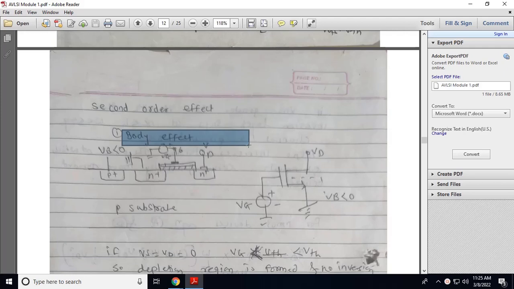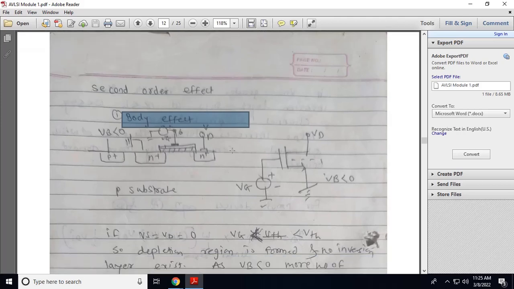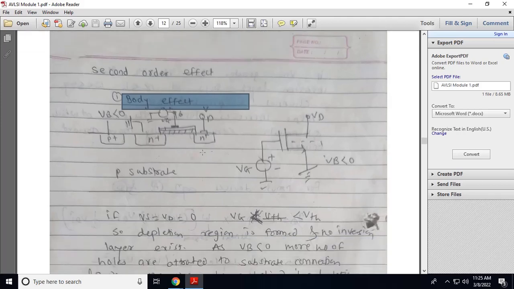Generally, the body terminal of a transistor is connected to the source terminal and it is connected to the ground. Now, if the body terminal is not connected to the ground, and is connected to the negative supply, that is negative voltage, less than 0, then see what happens.